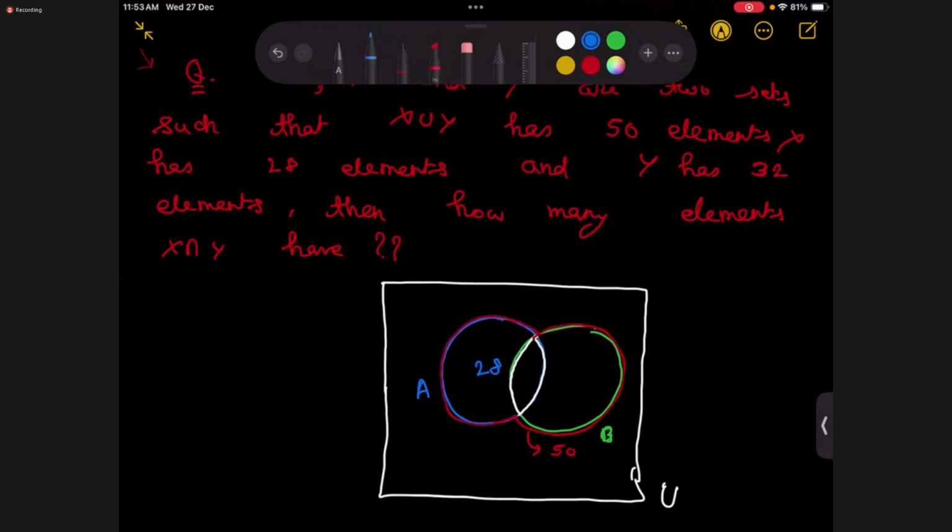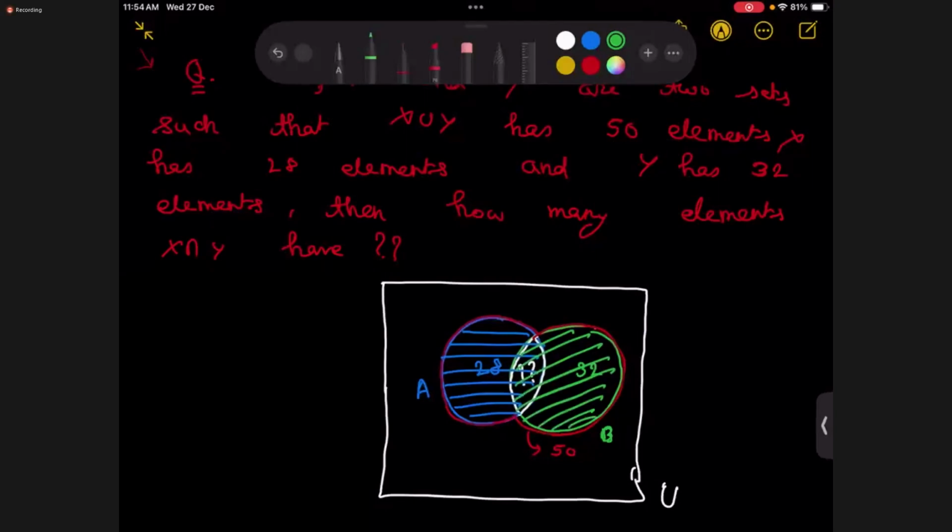X contains 28 elements. Y contains 32 elements. So what about this white portion? Obviously, check one thing: A equals 28, which means the whole portion contains 28. Again, B equals 32, which means the whole portion contains 32.